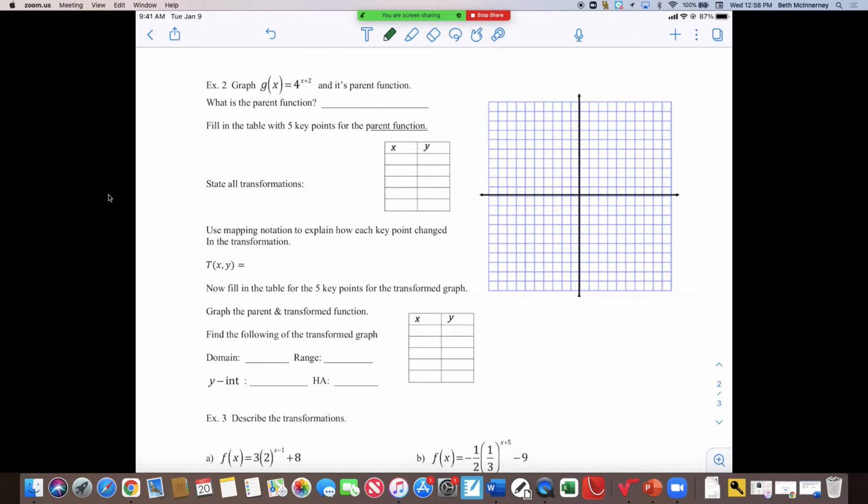Y values don't change, so you're going to recopy the Y value. But this would be negative 2 minus 2, which is negative 4. So you're going to subtract 2 from every single one of those.